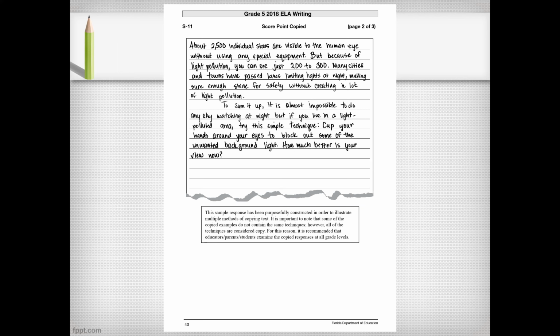So you'll see this little explanation down here that this response has actually been purposely constructed in order to illustrate methods of copying text.